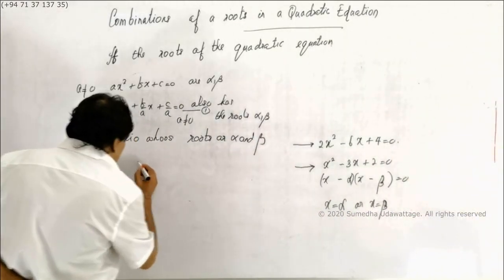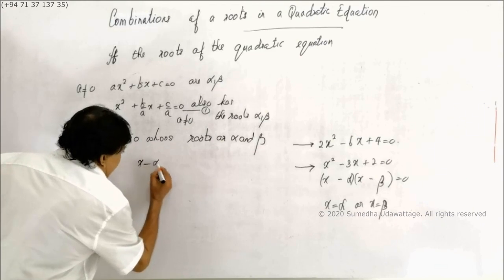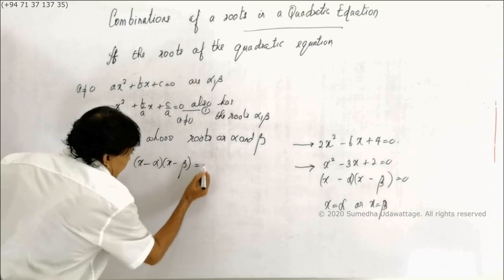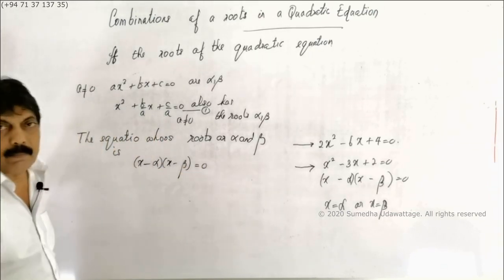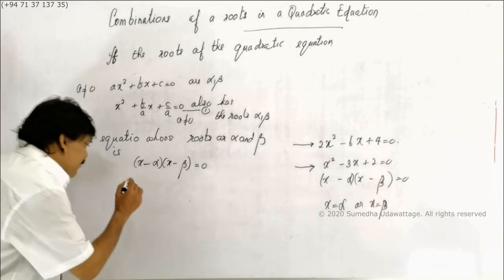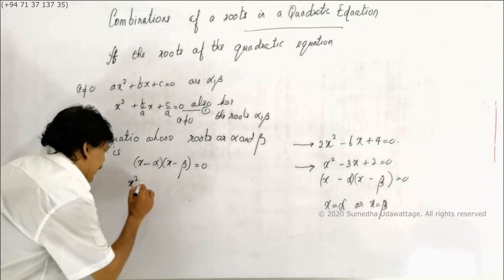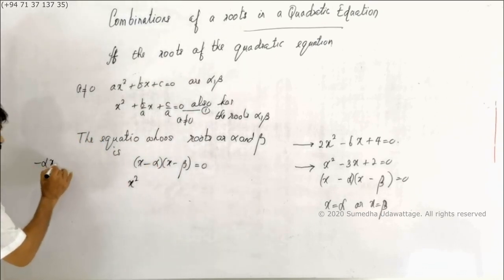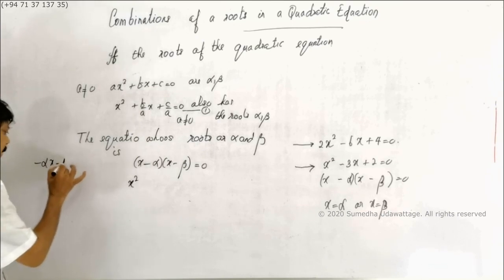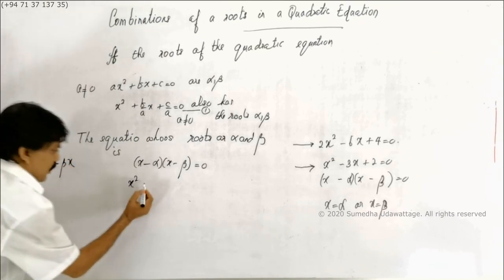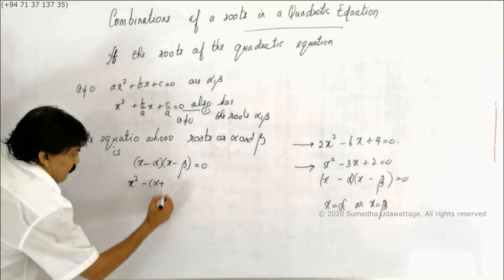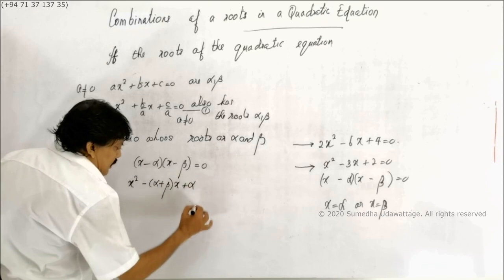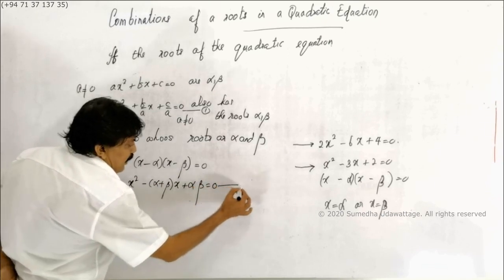The equation whose roots are alpha, beta is x minus alpha, x minus beta is equal to 0. Then simplifying, you get x square minus alpha x, minus beta x. We can write them together: x square minus alpha plus beta times x plus alpha beta is equal to 0. That is equation 2.